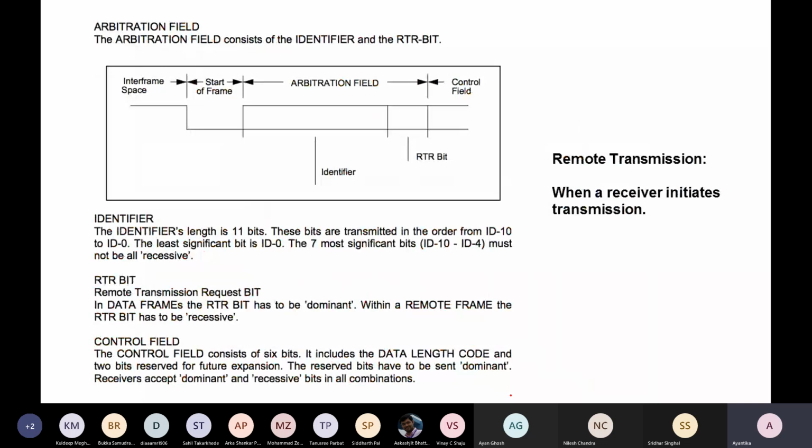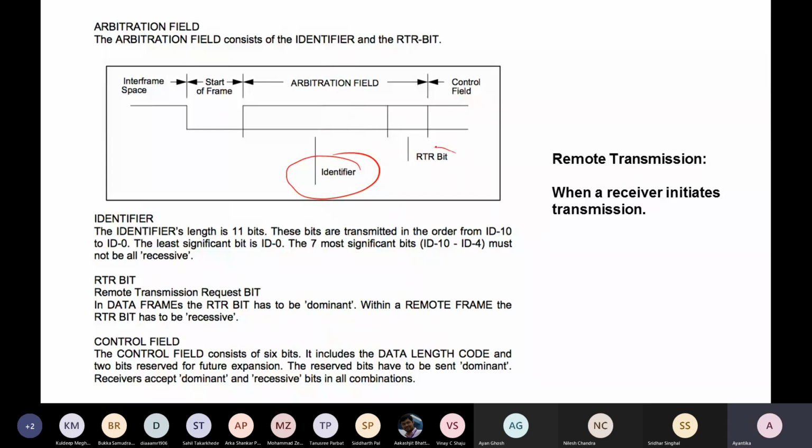Now we see what we mean by the arbitration field. Okay. So the arbitration field basically consists of some identifier. Identifier is related to the ID of the message. Remember, I talked about that whenever any node is sending a message on the CAN bus, the receiver node checks whether the message ID is useful for them or not. This is one thing. Another thing is this arbitration field we will use for message priority setting. We'll come with an example.